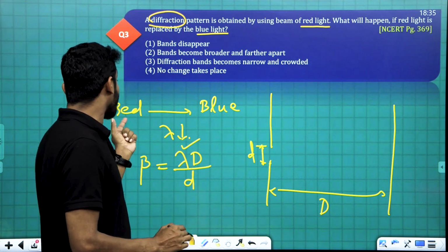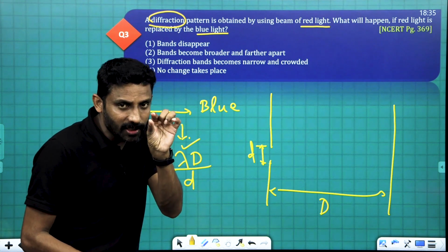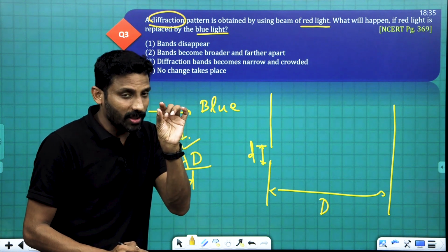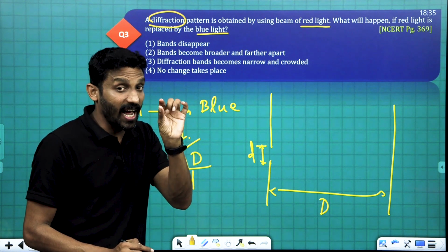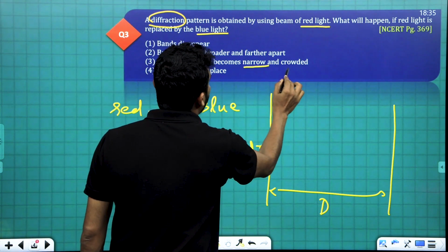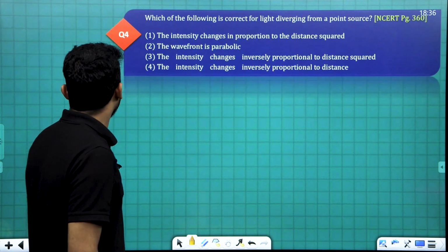Here red is replaced by blue, which means lambda is decreasing, so the bandwidth is decreasing. The bands are reduced. The bands are becoming narrow. Diffraction bands become narrow and crowded. Answer is option C. Okay, next one.